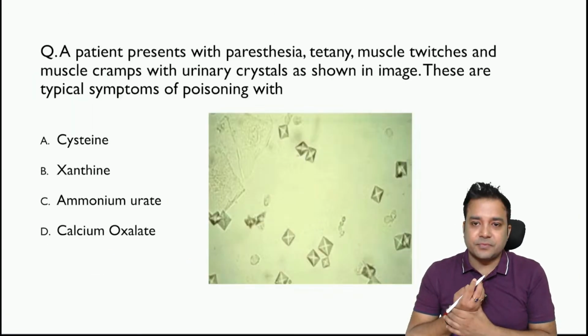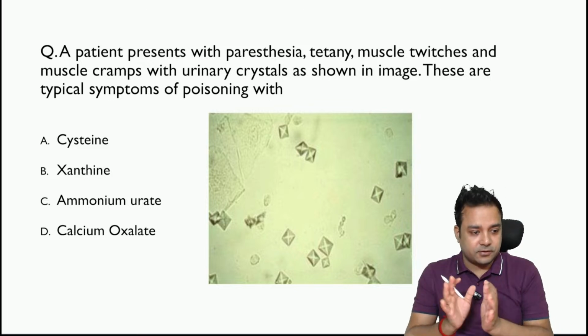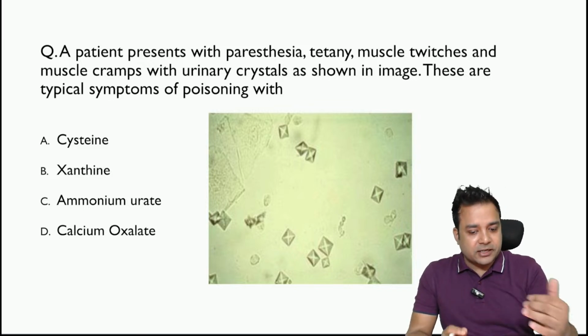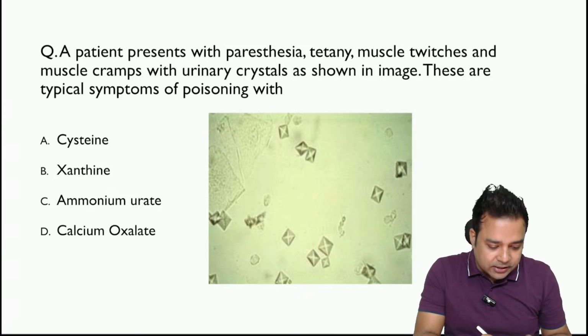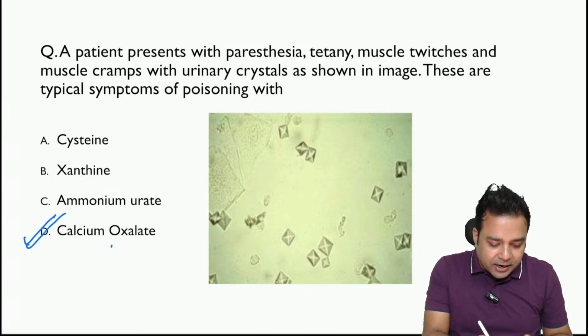Next one. This is also a patent question. A patient presents with paresthesias, tetany, muscle twitches and muscle cramps with urinary crystals as shown in the image. These are typical symptoms of poisoning with. Simple answer, calcium oxalate. To be exact, bihydrate crystals.